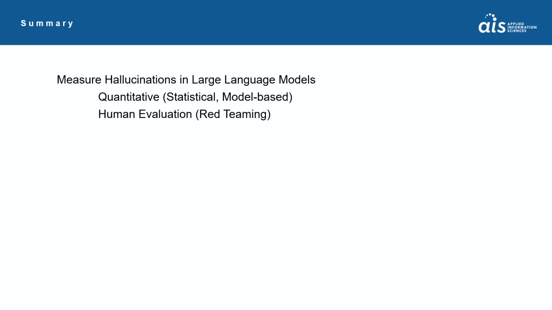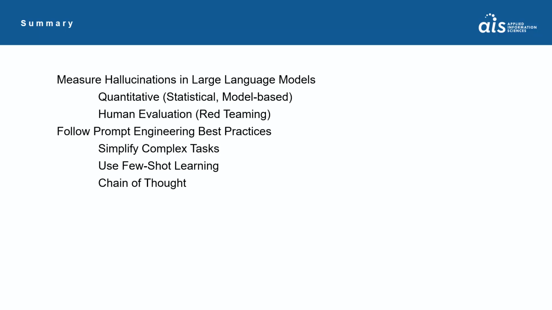Let me very quickly summarize the key points that we covered as part of this video. First and foremost, think of a framework that can help you measure hallucinations from the beginning of the project. This framework could be quantitative, some statistical approach, or could be human evaluation. And teams are beginning to use concepts such as red teaming to help with that. Follow prompt engineering best practices: simplify complex prompts into simpler ones, provide a few examples, provide a method for the language model to think about a response. That's what chain of thought means.